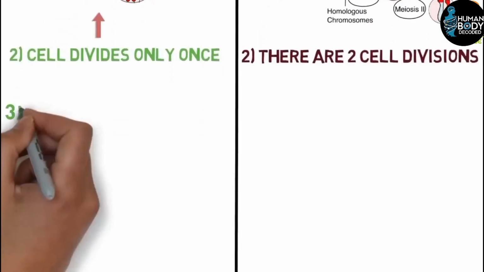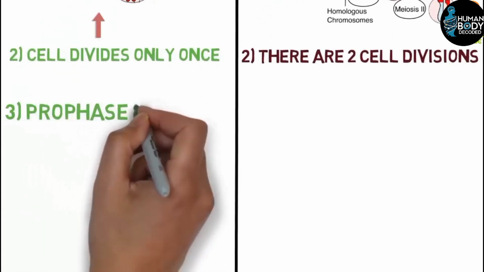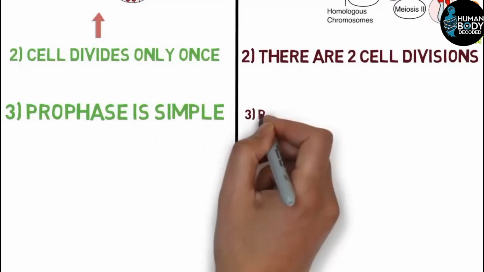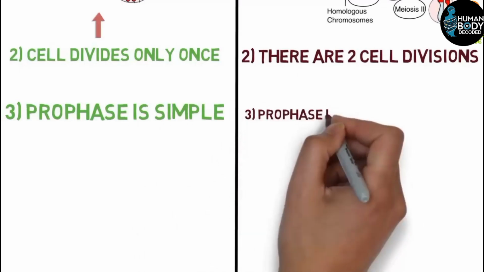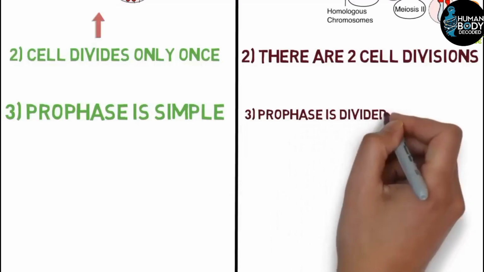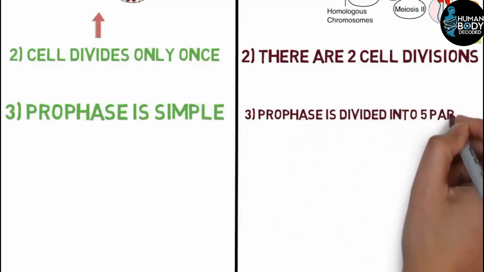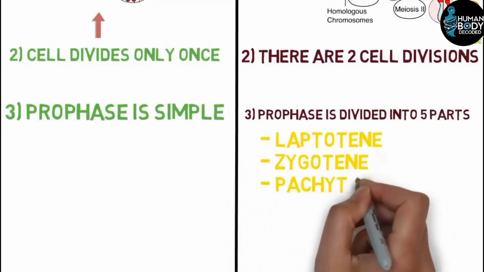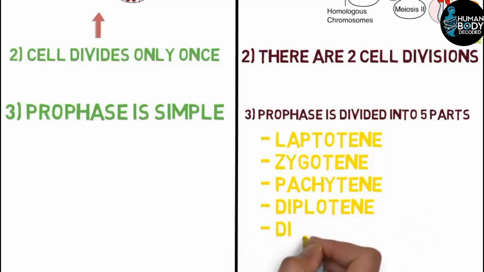Difference number 3. Process. The third point is that in mitosis, the process is very simple, but in meiosis, the process is complicated. That's why we have divided it into 5 steps or 5 parts. Their names are leptotene, zygotene, pachytene, diplotene, and diakinesis.